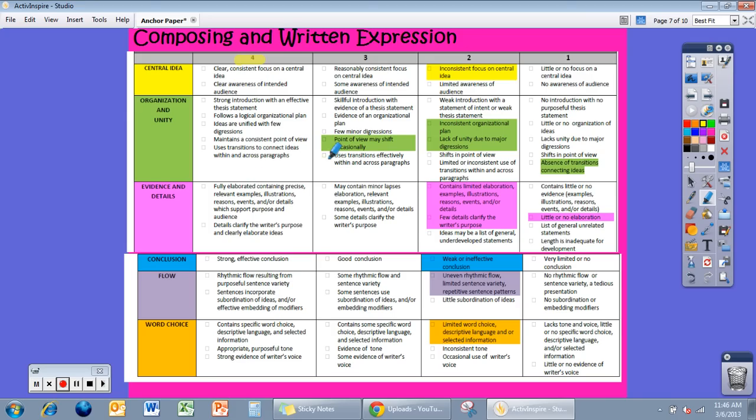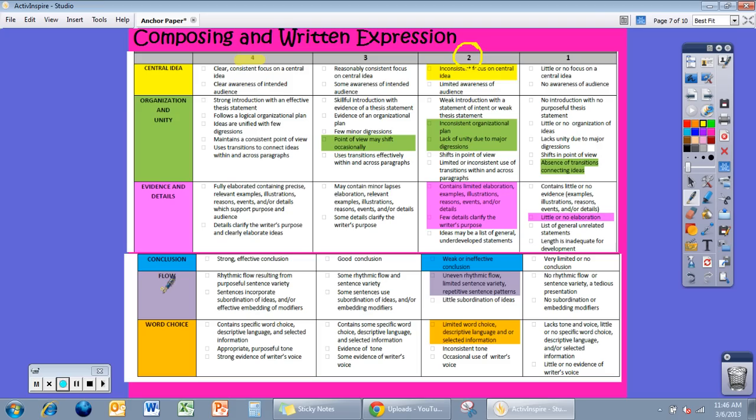But notice that this writer, where we've highlighted, has got some issues. Where you see the most highlighted areas, that is probably where your writer would end up. Notice the central idea is inconsistent focus. Under organization, we've got inconsistent organizational plan, lack of unity. Under evidence, we've got limited elaboration or examples. That is a biggie. Ideas may be a list. We've got few details. Under conclusion, notice conclusion has its own separate category.